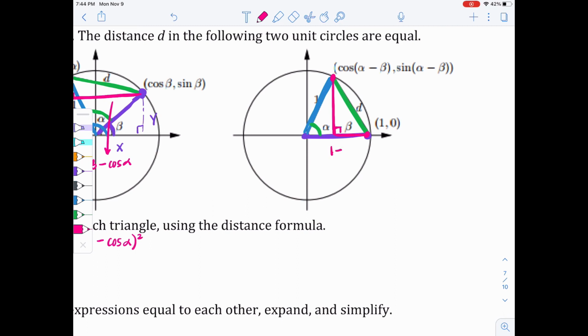The horizontal leg would be 1 minus the cosine of alpha minus beta, because that ray is 1 unit, since it's the unit circle, and we are subtracting away from it the x value of that point. And so that's how we get that horizontal leg. The vertical leg would be taking the sine value of alpha minus beta and subtracting from it 0. And so we have just the sine of alpha minus beta. We can get rid of that minus 0 because it's not necessary.